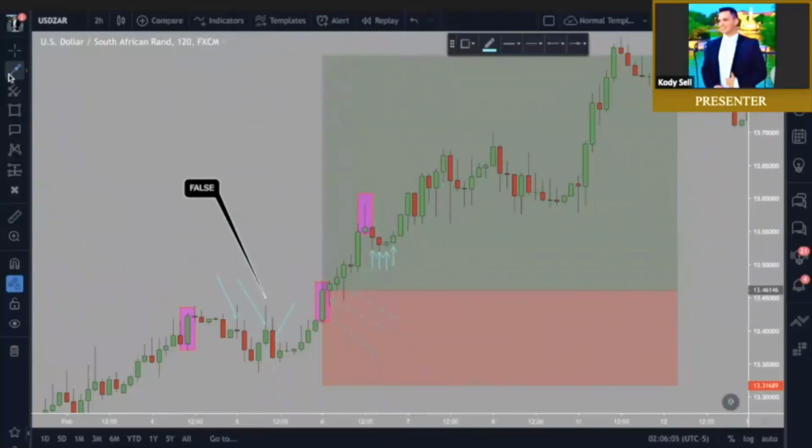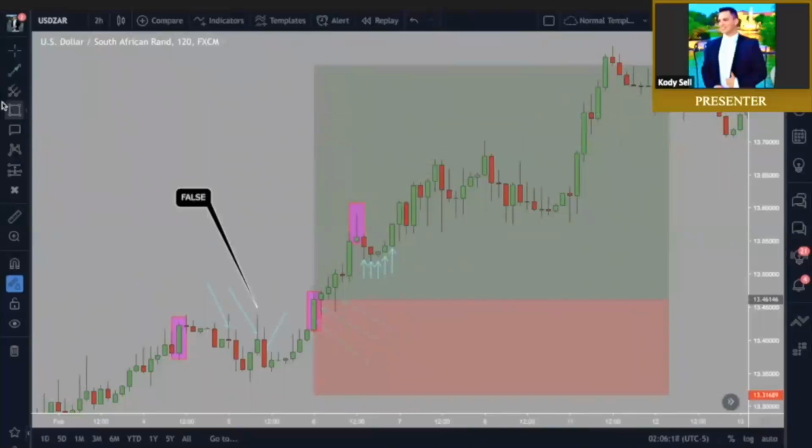There's no reason to assume that the trend would be changing yet. I need to see a strong bearish candle. I need to see something. What happens next? Strong bullish candle. That's almost a bullish Marubozu right there that prints. Okay, we're still in the trade.